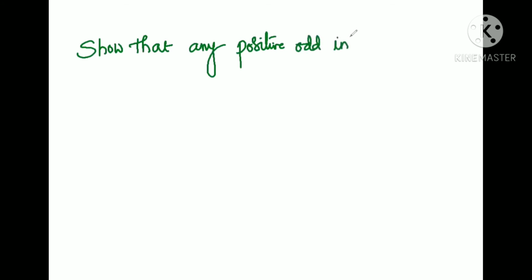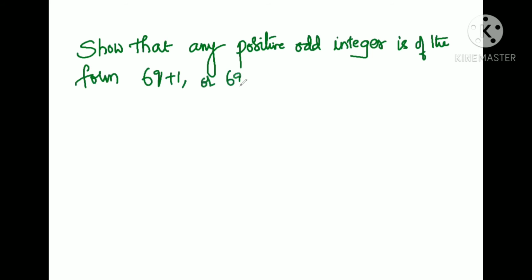Show that any positive odd integer is of the form 6q plus 1 or 6q plus 3 or 6q plus 5, where q is some integer.